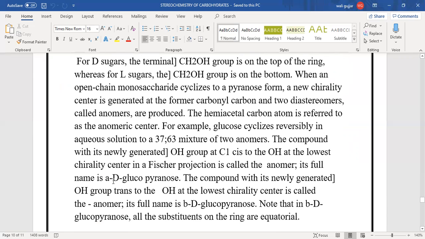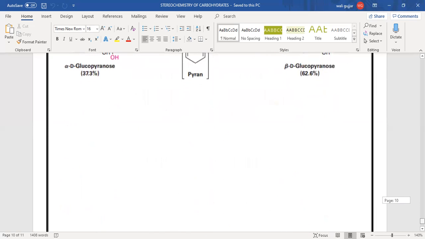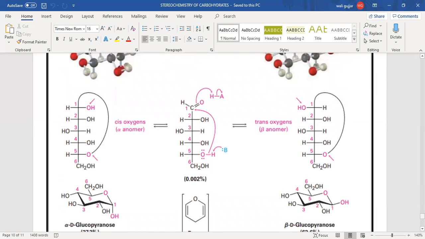Its full name is alpha-D-glucopyranose. The compound with its newly generated hydroxyl group trans to the hydroxyl at the lowest chirality center is called the beta anomer. Its full name is beta-D-glucopyranose. Note that in beta-D-glucopyranose, all the substituents on the ring are equatorial.